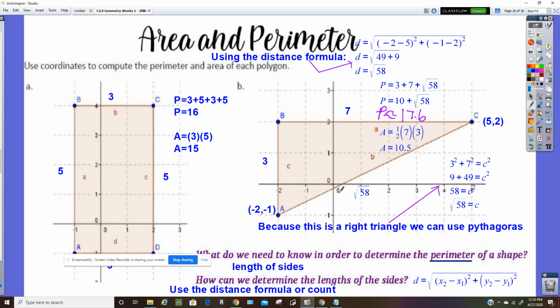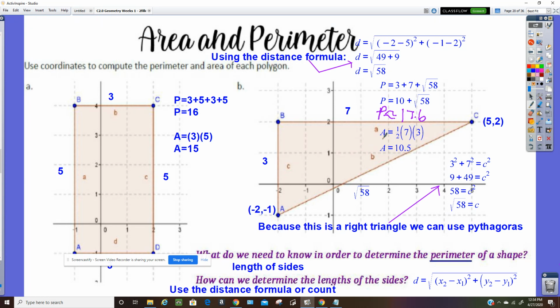It's very difficult to count what partial square is this. I don't know. So much easier to find the base times the height divided by 2, and that gives me 10.5.